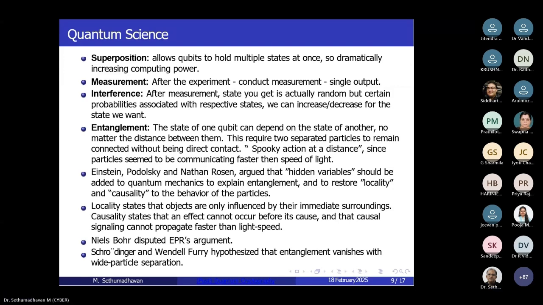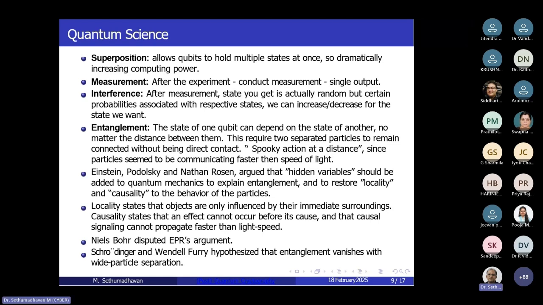Measurement. See, when you conduct a measurement, its quantum mechanical character will be lost, and it will become a single output. Multiple outputs will become a single output. So that is called measurement. And interference: after measurement, the state you get is actually random. But random is fine, because there are some probabilities associated with the respective states.